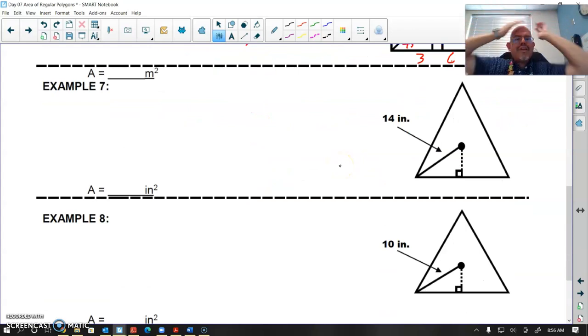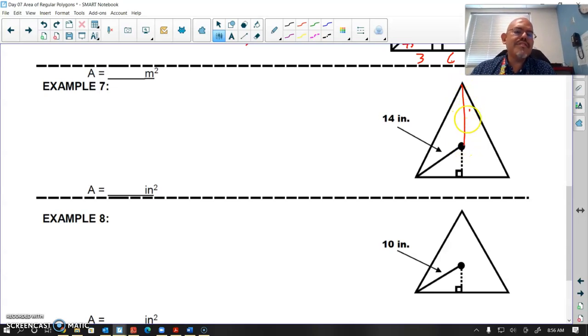Now, remember, all radii are the same. So this right here is actually 14. Now, here's a bigger thing. This is a 30, 60, 90 triangle. So, therefore, the apothem is half of the hypotenuse, which is 7. And this is 7 square root 3. Since both of these are the same, that gives me a base distance of 14 square root 3.